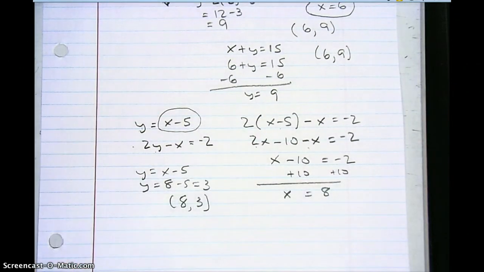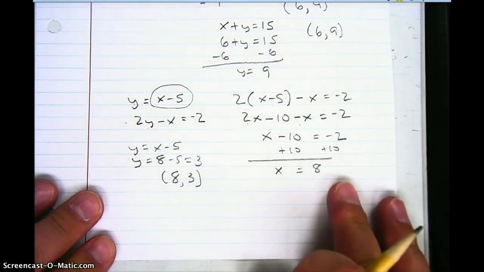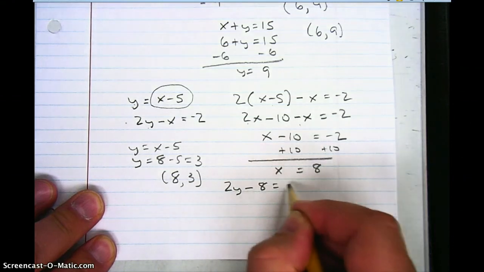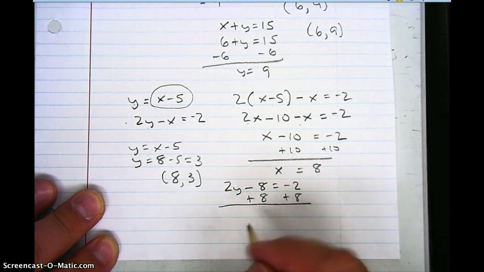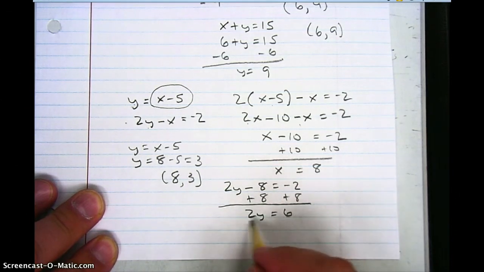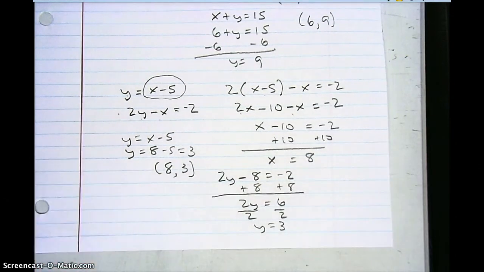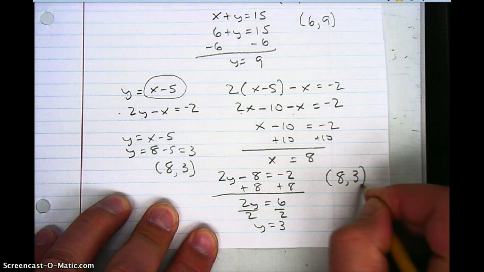Now let's see if that works for the other equation, if I put x equal to 8 into it. So if I do that, I have a little bit more difficult math, but I can still do that. I'll say that 2y minus 8 is equal to negative 2. So I'll add 8 to both sides, and I get 2y is equal to 6. Divide by 2, and I get y is equal to 3 that way also. So no matter which equation I picked, I'm going to get y is equal to 3. So the point of intersection for that one is (8, 3).